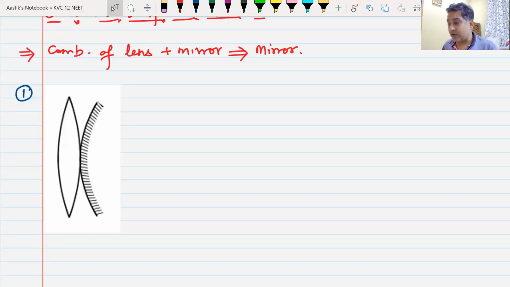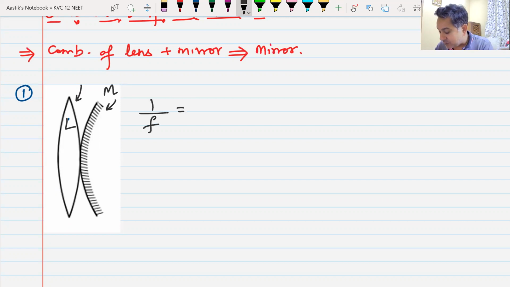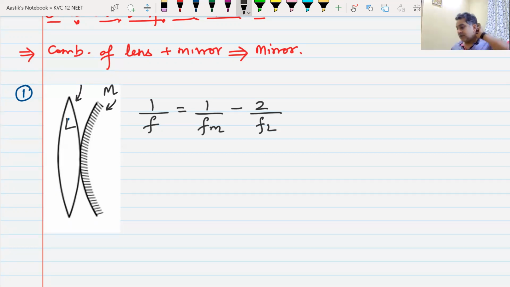Let us say that we have a combination like this. This is a lens. I call the lens by L and I call the mirror by M. This is a combination of a lens and a mirror. This will effectively behave like a mirror. And the focal length of this combination will be given by this formula. 1 by F will be equal to 1 by FM, focal length of the mirror, minus 2 divided by FL. 2 comes here with the focal length of the lens.